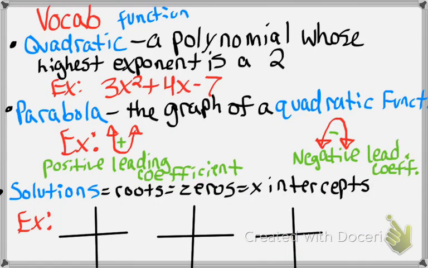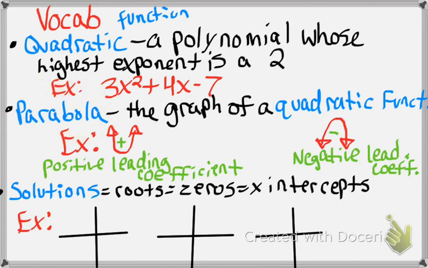First of all, a quadratic function. Nothing too complicated. You've actually been doing them all along without realizing it. We've been doing them for a while. It's a polynomial whose highest exponent is a 2. An example is that. And we've dealt with polynomials like that in our last chapter when we were talking about factoring. The graph of a quadratic function is called a parabola.